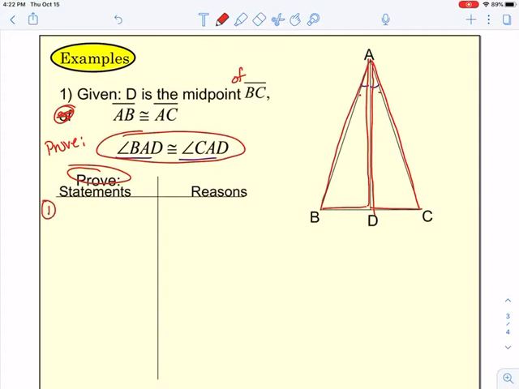Okay, so our first step is D is the midpoint of BC. And again, the reason we know that's true is it's given, and let's stick our other given in there, AB is congruent to AC. I have that marked off, and now let's talk about the fact that D is the midpoint of BC. I want to use all my givens first. So if I have a midpoint, that means it's going to cut that line segment into two congruent segments. So that means that BD is going to be congruent to DC.